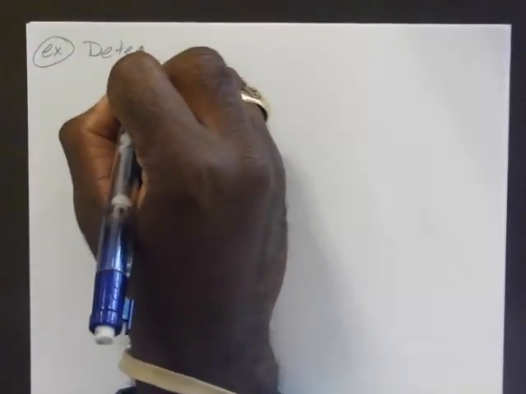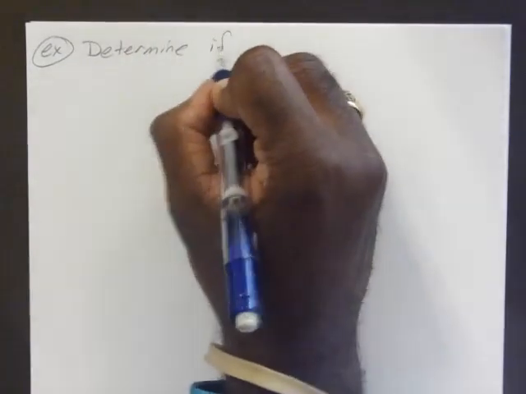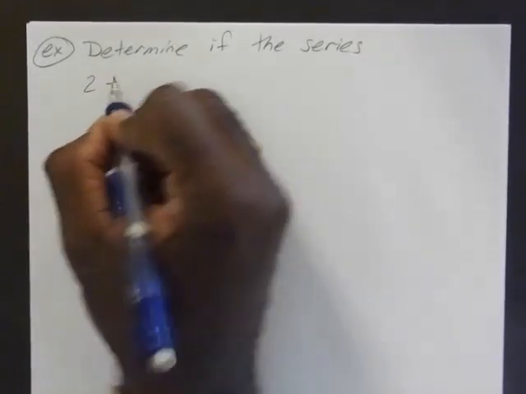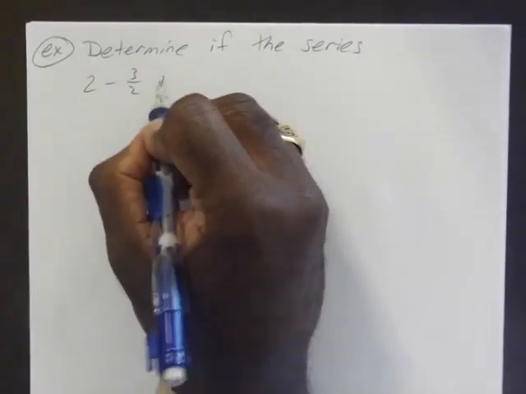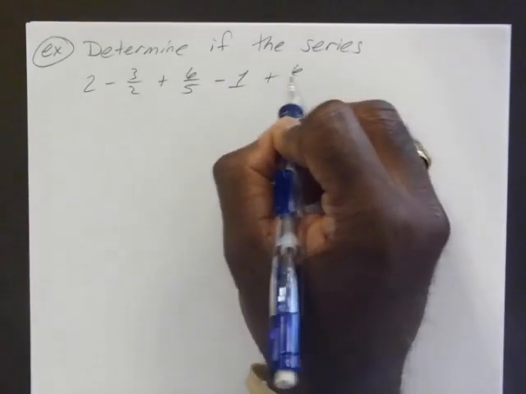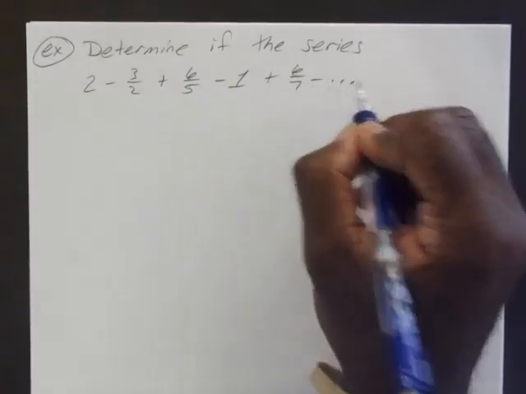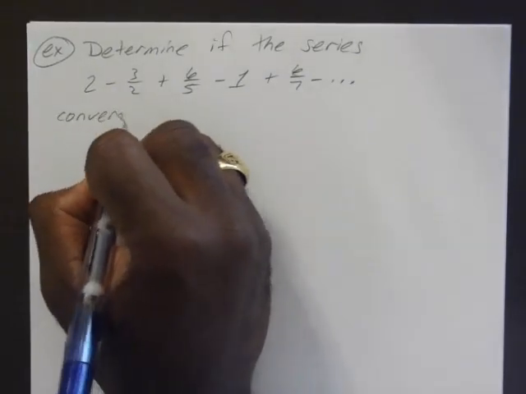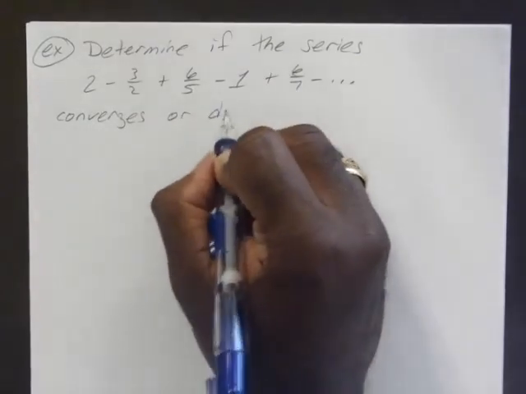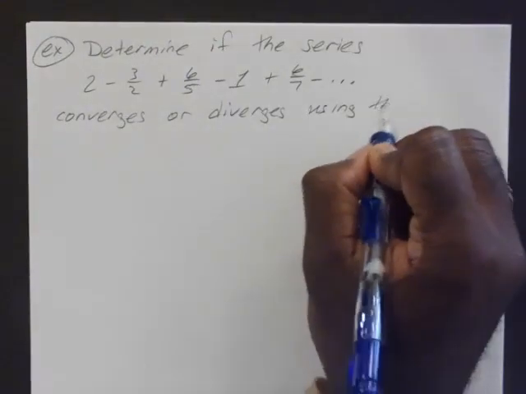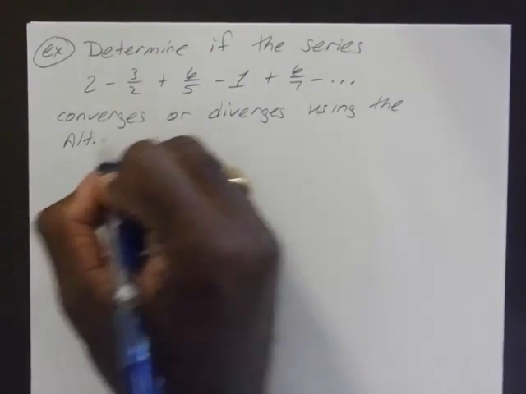So let's say we wanted to determine if the series 2 minus 3 over 2 plus 6 over 5 minus 1 plus 6 over 7 minus, and it keeps on going and going in that pattern, converges or diverges using the alternating series test.